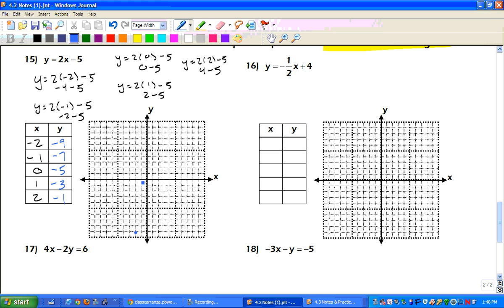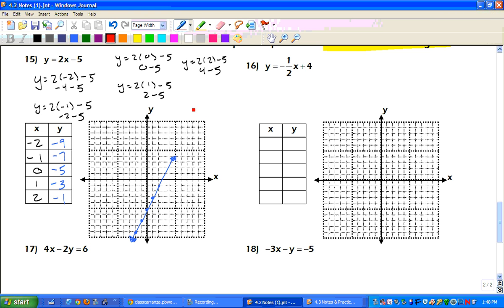Now what we have to do is we're going to start to plot those. -2, -9, -1, -7, 0, -5, 1, -3, and 2, -1. And if you look at this, it's going to create a perfectly straight line.